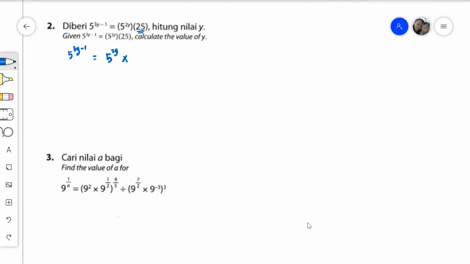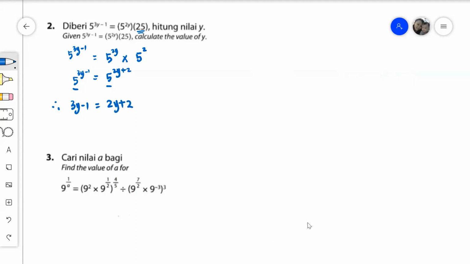So 25 is actually 5 squared, so that we can apply the law of indices, where when it is multiplied, we can just add the index. So 2y plus 2 on the right-hand side, whereby on the left-hand side it still remains as 3y minus 1. So now we have the same base on both sides. Therefore, the index must be the same. So 3y minus 1 equals 2y plus 2.